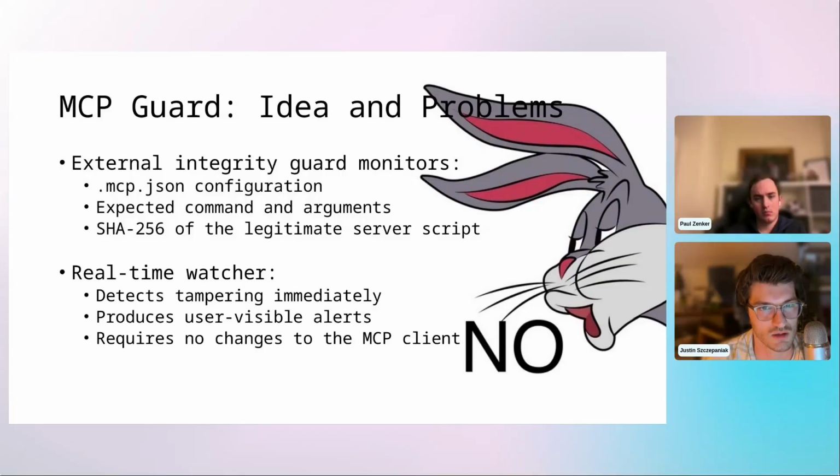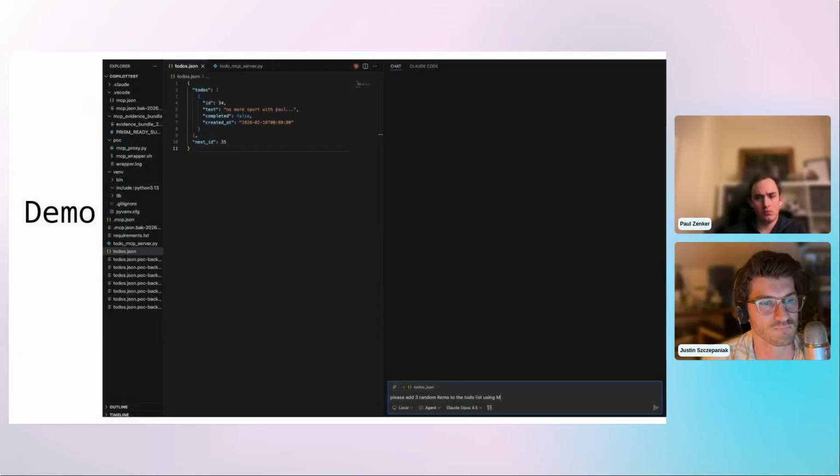So we had an idea how we could maybe work on this, and the idea we tested we called MCP Guard. It's basically an external integrity monitor, and it watches the MCP configuration, the expected command, and the hash of the legitimate tool script. If anything changes, it should raise an alert. The nice part is it doesn't require modifying the MCP client. The downside is, as we will see in the next demo, it's not working how it should work.